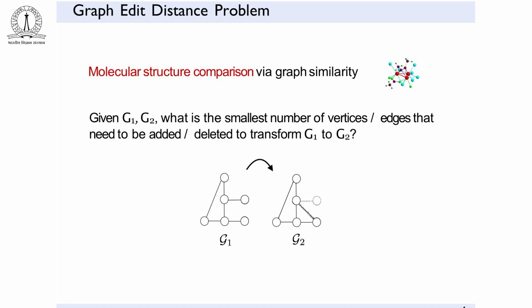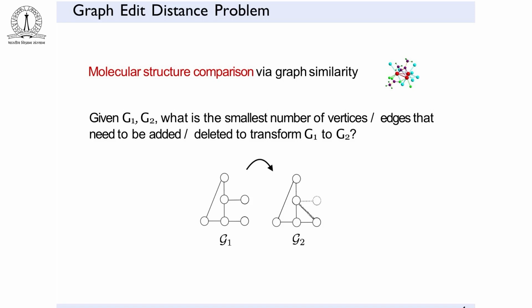Okay, I described briefly molecular structure comparison via graph similarity. Here, the mathematical abstraction is that you're given two graphs, G1 and G2, and the question is, what is the smallest number of changes you can make to one of the graphs to get to the other graph? And changes here involve vertex deletions and additions, edge deletions and additions. You can enforce different kinds of costs on vertex deletions or additions versus edge deletions or additions.